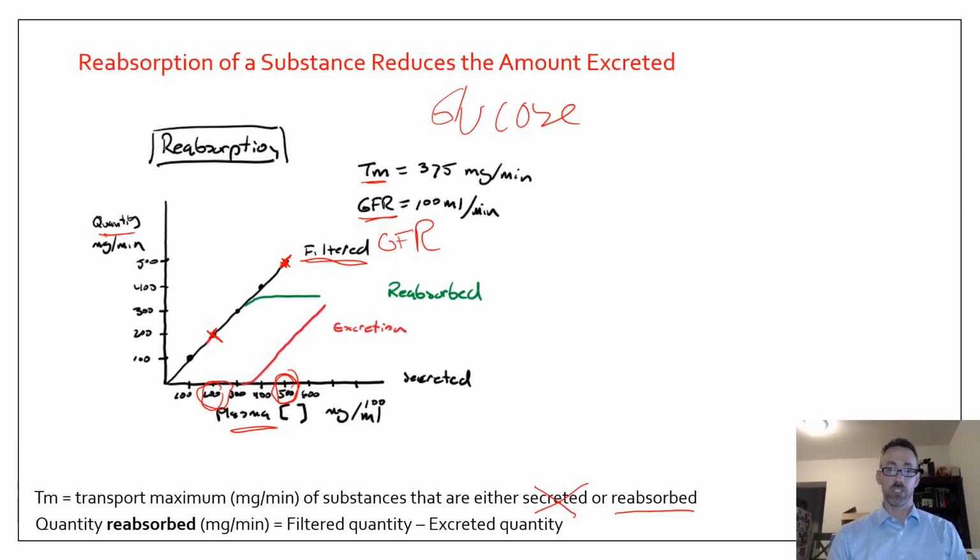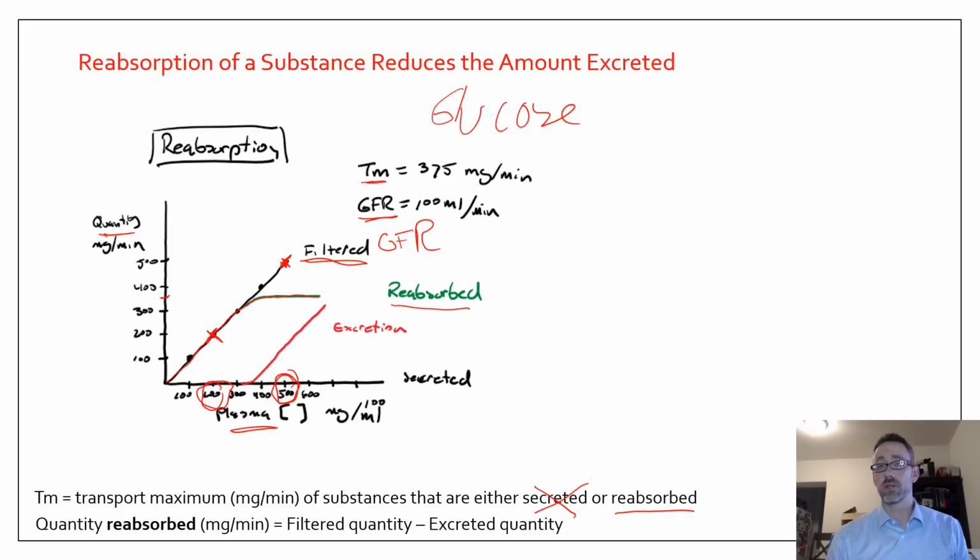So of that 500, I can only get 375 back in the body because I'm beyond the transport maximum now. So that's where this green line here, reabsorbed, you see it plateaus. The reabsorption and the filtered line are actually the same up until you see it starts to plateau right here. That plateau is because that's where the transport maximum is. If you look back over the line over here, it's approximately 375 milligrams per minute. That's where it plateaus. In other words, I've exceeded the transport maximum capacity.